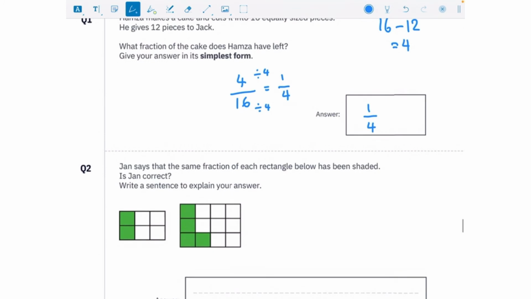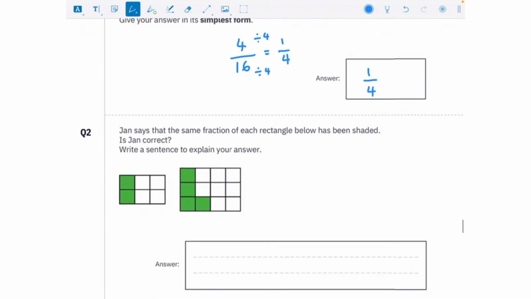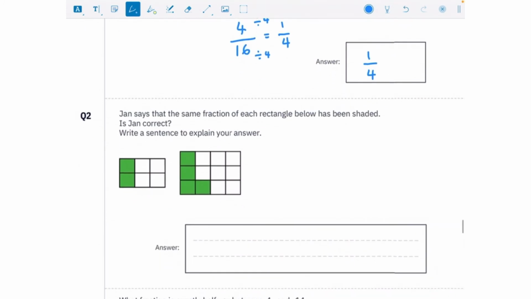Question number 2. Jan says that the same fraction of each rectangle below has been shaded. Is Jan correct? Write a sentence to explain your answer. So for the first shape, we've got 2 shaded out of 6. And for the second, we've got 1, 2, 3, 4 shaded out of 1, 2, 3, 4, 5, 6, 7, 8, 9, 10, 11, 12.